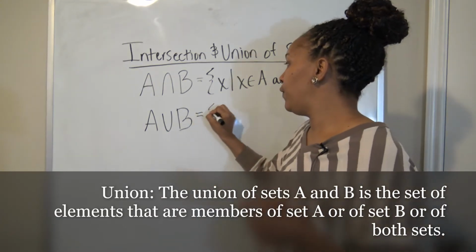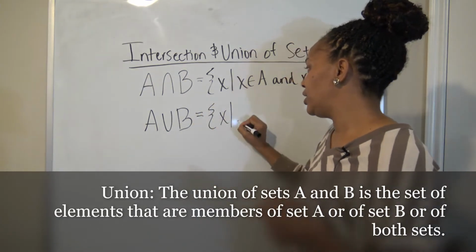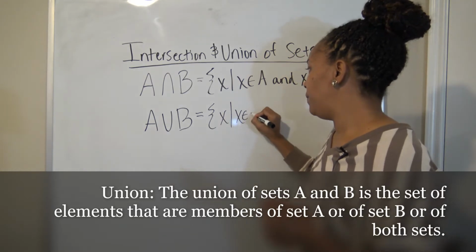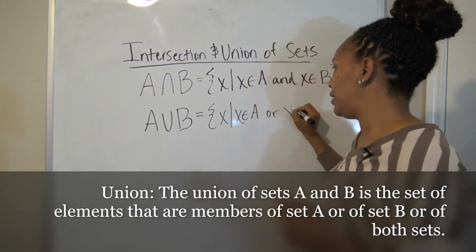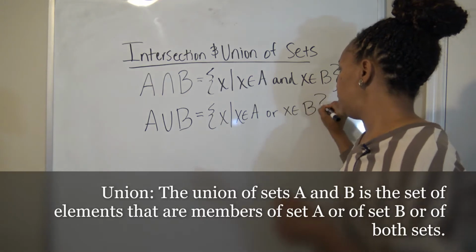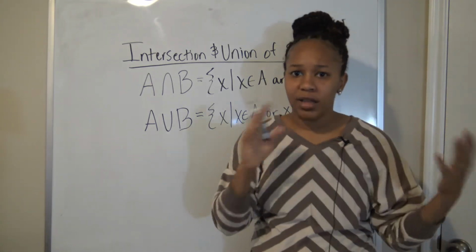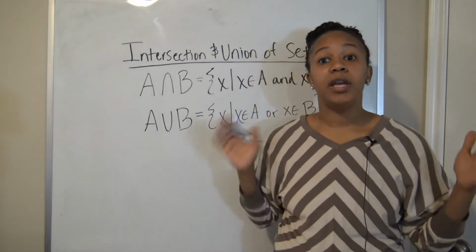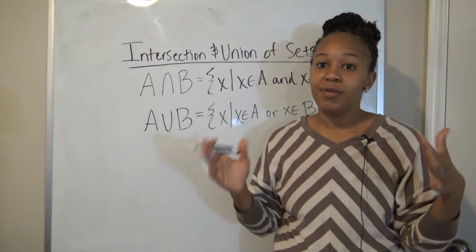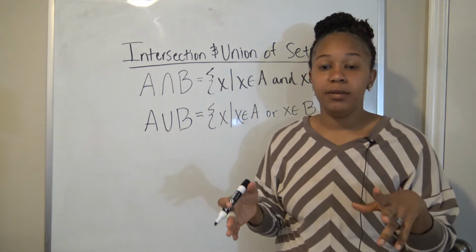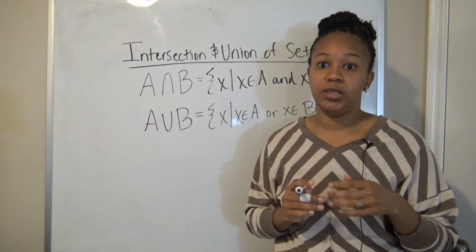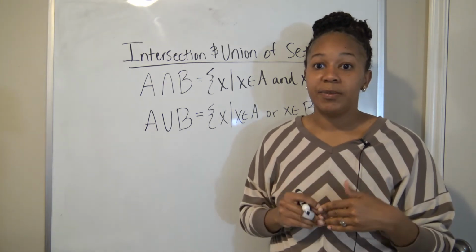And the formal definition is it is the set of all x such that x is in A or x is in B. So basically we take all of the elements in A and all the elements in B and we list them out. And if there is something that's in both A and B, we only list it once. So let's look at some examples.